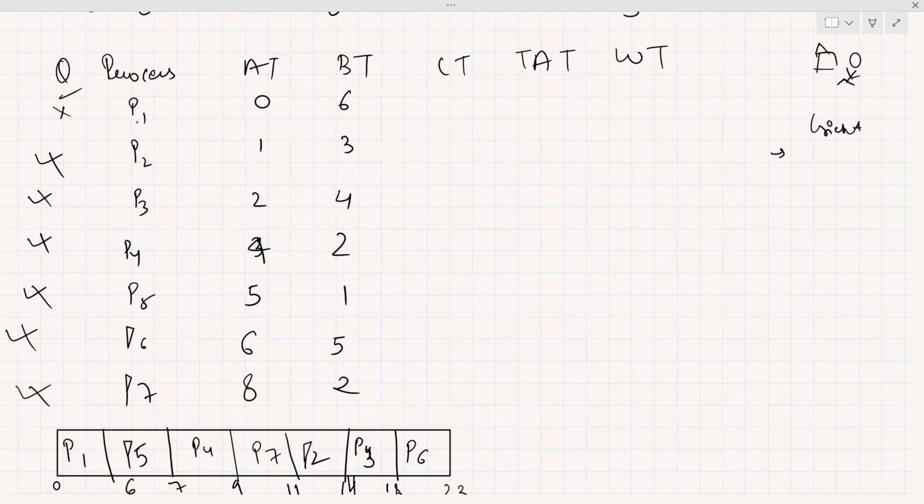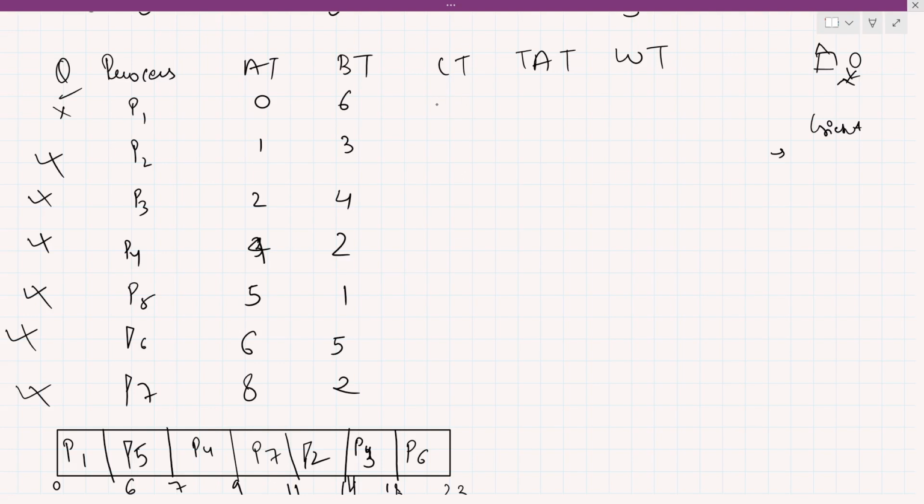At 0, P1. After that, all the processes are available. 5 processes are available. Now we look at the burst time. Whoever has the smallest burst time will get the CPU. This is what happens in SJF. In FCFS, what happens? Whoever has the smallest arrival time will get the CPU. In SJF, whoever has the smallest burst time will get the CPU.